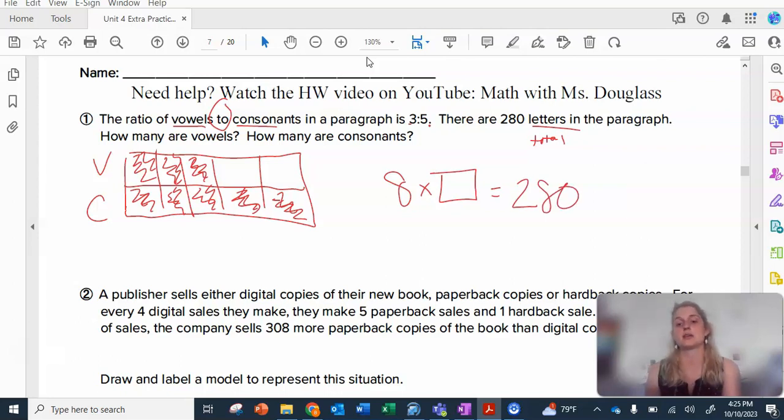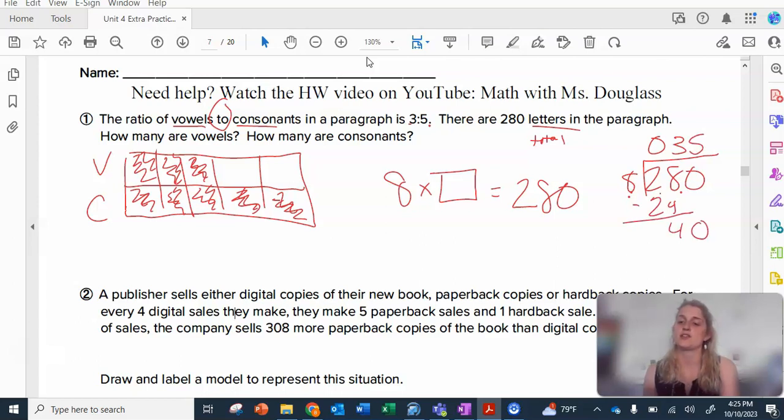Now we need to think of 8 times what equals 280. If you don't know, then all you have to do is divide. 8 goes into 2 0 times. 8 goes into 28 3 times. That's 24. 8 goes into 40 5 times with no remainder. So we have 8 times 35 equals 280.